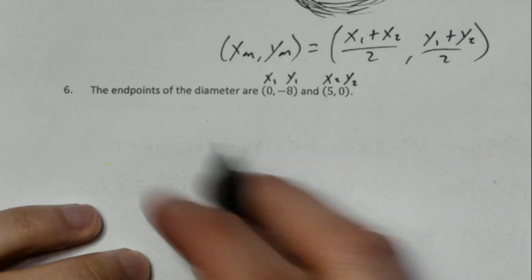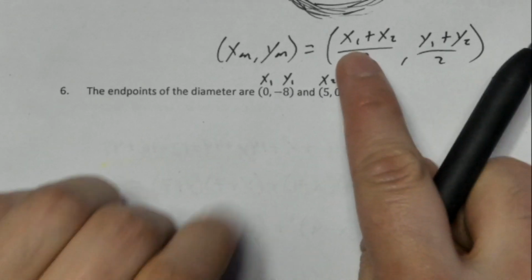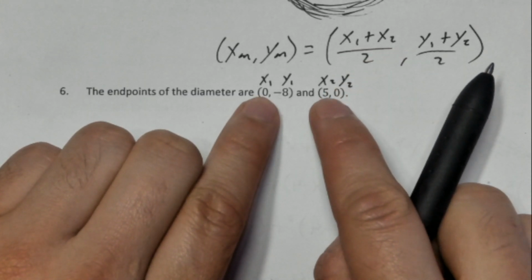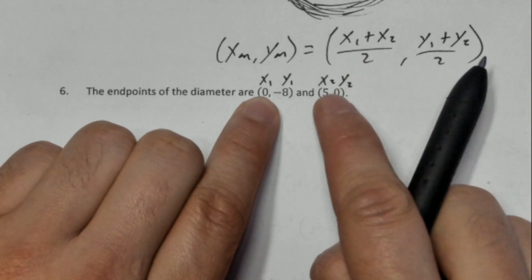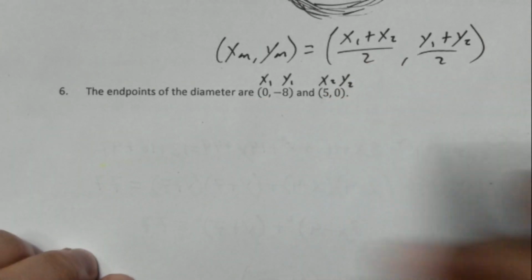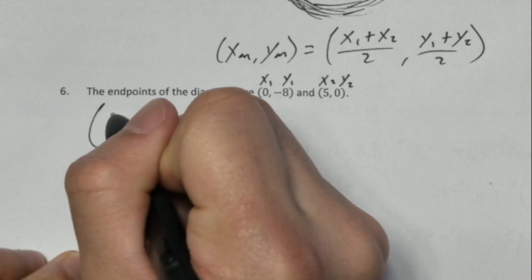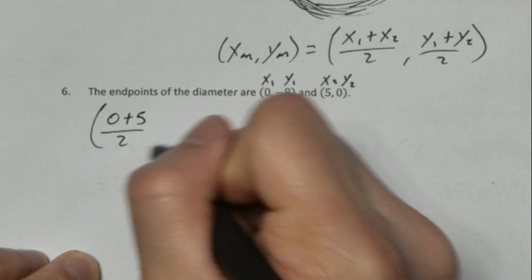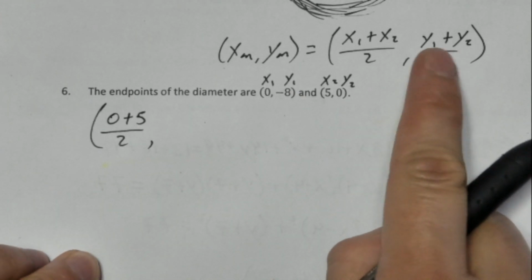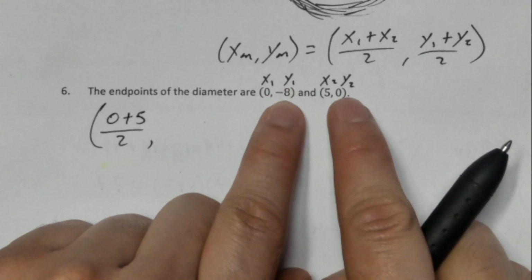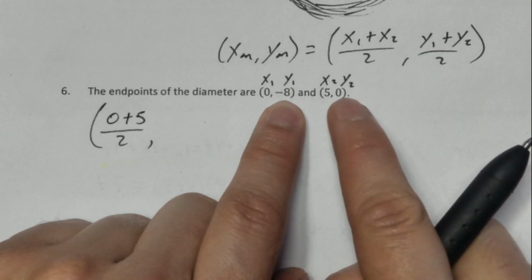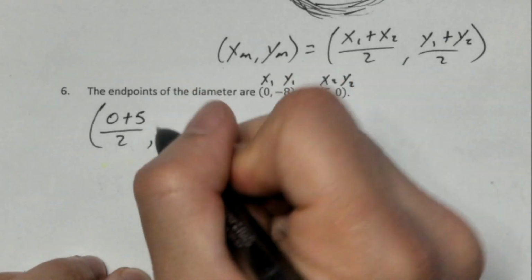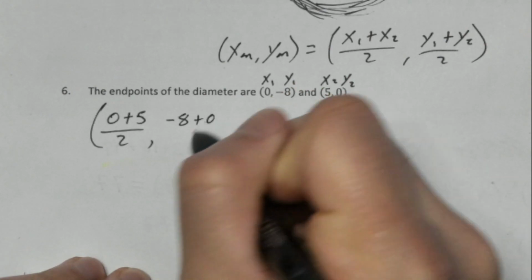So the middle is going to be at x1, x2, which is 0 and 5. I'm not changing the sign of anything, so it's just going to be 0 plus 5, divided by 2, comma, then y1, y2. Again, I'm not changing the sign of anything. Everything is positive. So this is going to be negative 8 plus 0, divided by 2.